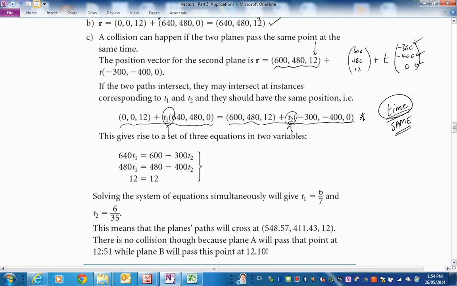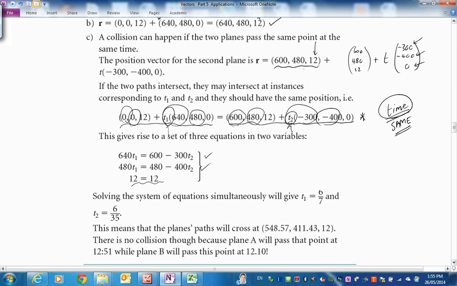Are they the same? So here we want what? 600. Here, let's do the x's. 600 take 300 by T2 has to equal 0 plus 640T1. And then do the y's. 480 take 400 T2 has to equal 0 plus T1 times 480. So, they are those two equations. If we solve them, we get 12 equals 12.